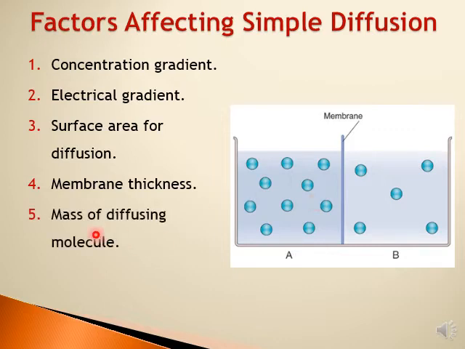Then we have the mass or the size of the diffusing molecule or ion. The smaller the size of the ions or molecules, they diffuse faster. And finally, the temperature of the solution. With higher temperature, molecules have higher kinetic energy, so they can diffuse at higher rate.